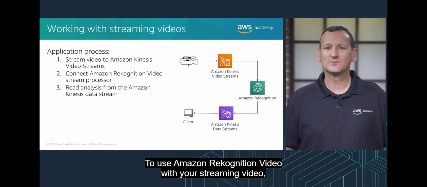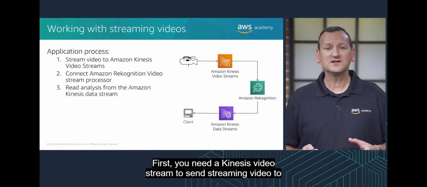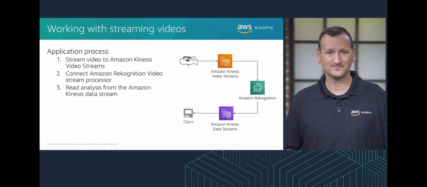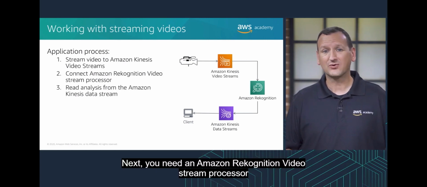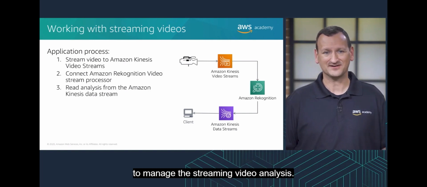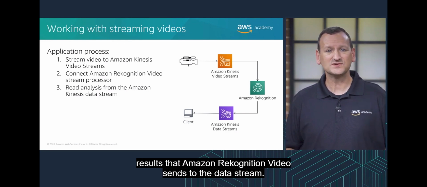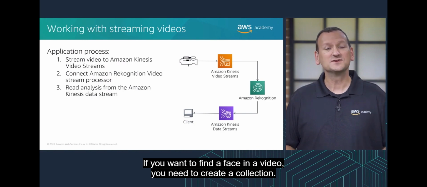To use Amazon Rekognition Video with your streaming video, your application must implement these resources. First, you need a Kinesis video stream to send streaming video to Amazon Rekognition Video. Next, you need an Amazon Rekognition Video stream processor to manage the streaming video analysis. And finally, you need a Kinesis data stream consumer to read the analysis results that Amazon Rekognition Video sends to the data stream. If you want to find a face in a video, you need to create a collection.